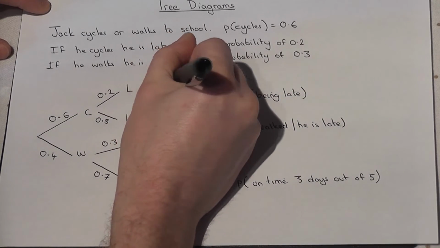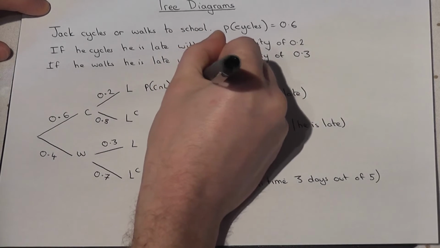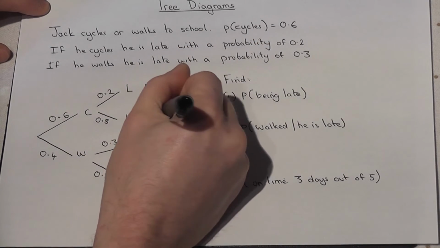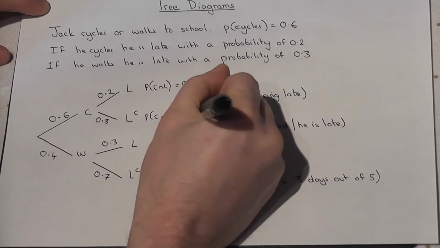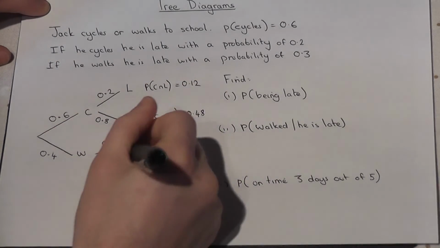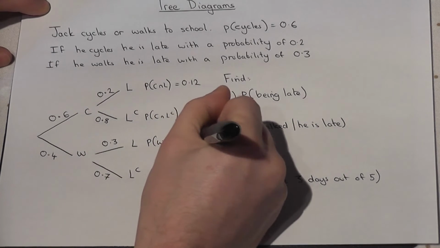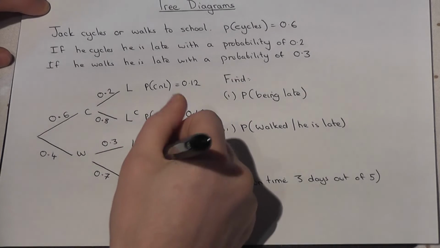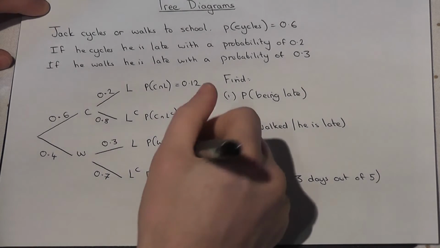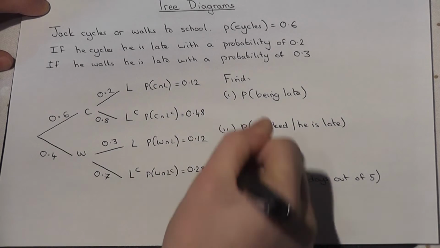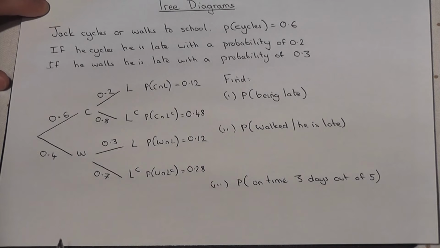The chance of cycling and being late is then 0.6 times 0.2, which is 0.12. The chance of cycling and not being late, 0.6 times 0.8, 0.48. The chance of walking and being late, 0.4 times 0.3, also 0.12. And the chance of walking and not late, 0.4 times 0.7, 0.28. We then use these calculations to answer three questions.